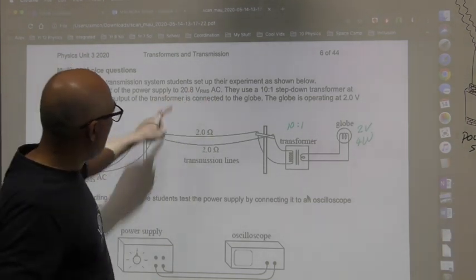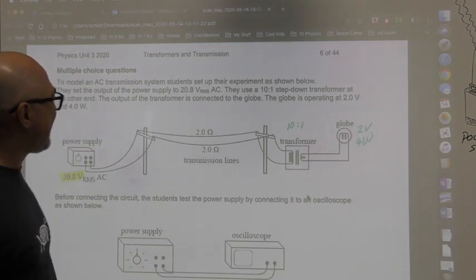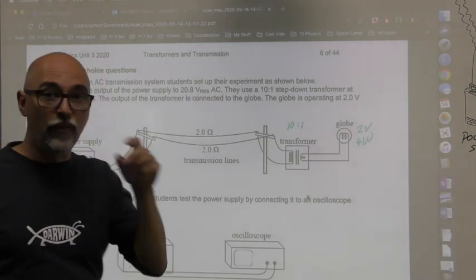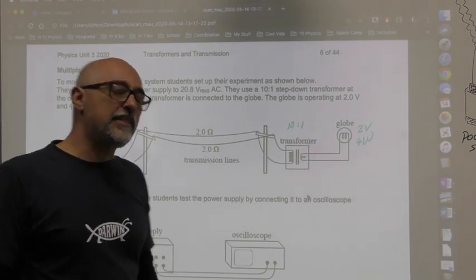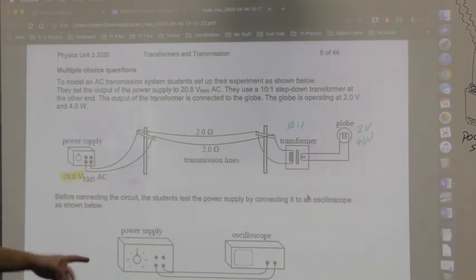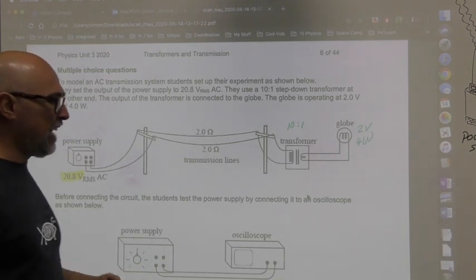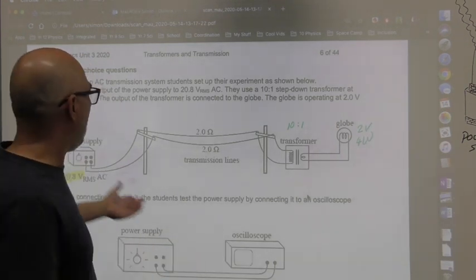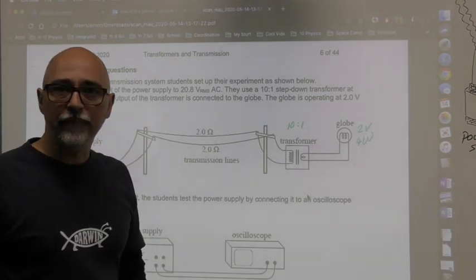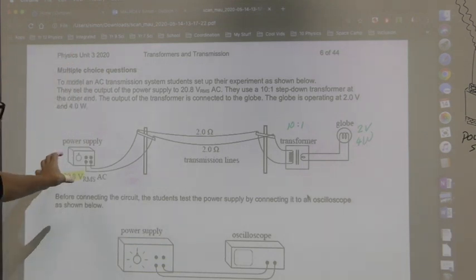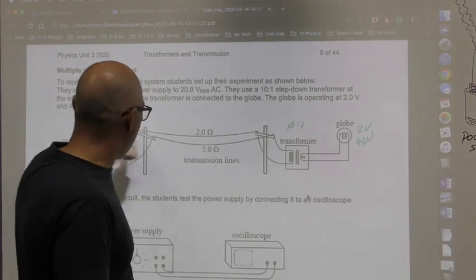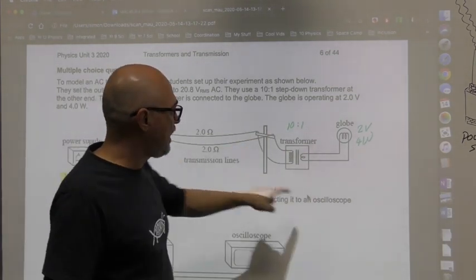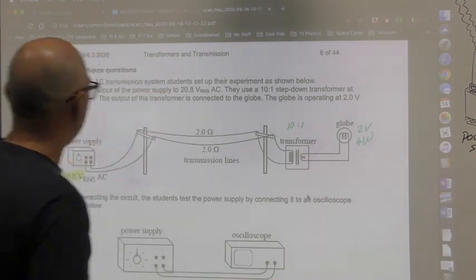So all of these little things are important to you. 20.8 volts RMS AC. It's AC, which means the transformer will work. 20.8 volts RMS, RMS is good. It's as though it's a DC power supply at 20.8 volts. Now, that supplies a transformer past these long transmission lines that then lights up a globe.